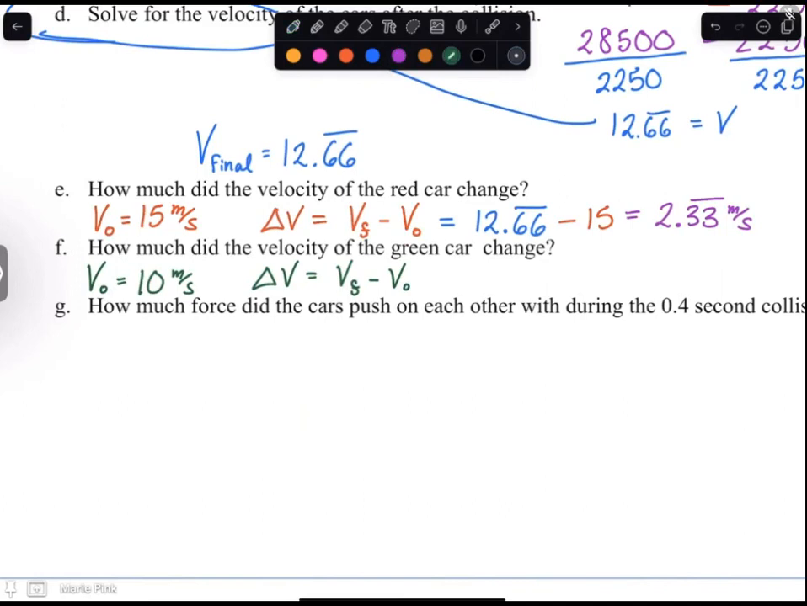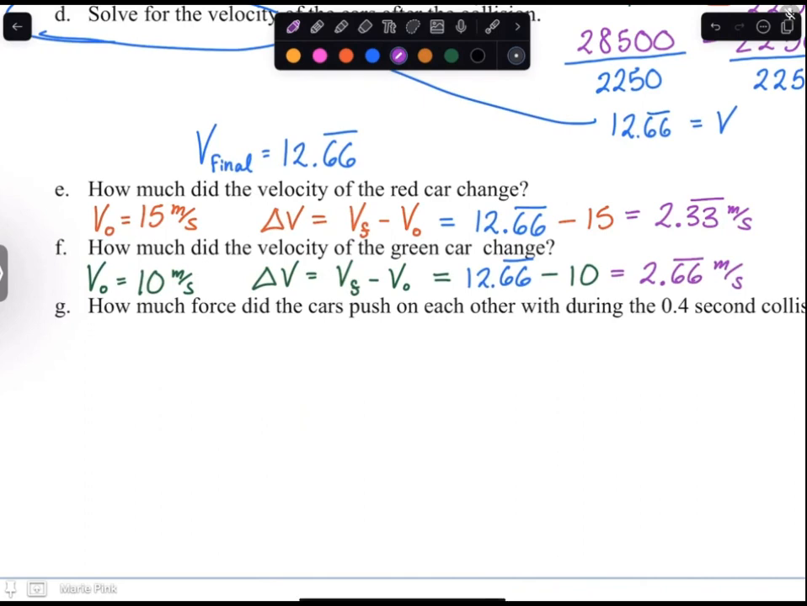And then for the green car, I do exactly the same thing. So I'm also doing final minus initial. It's now going 12.66 repeating meters per second, and initially it was going 10 meters per second. And so it has a difference of 2.66 meters per second.